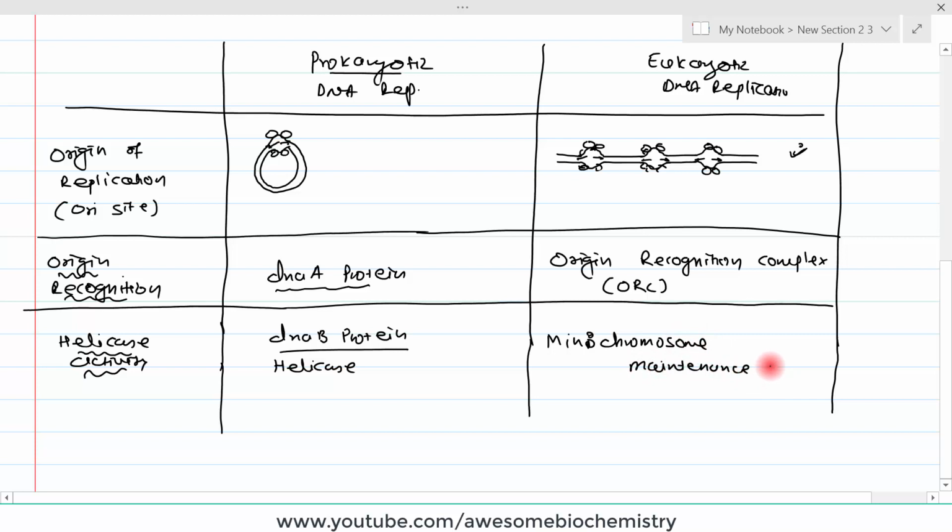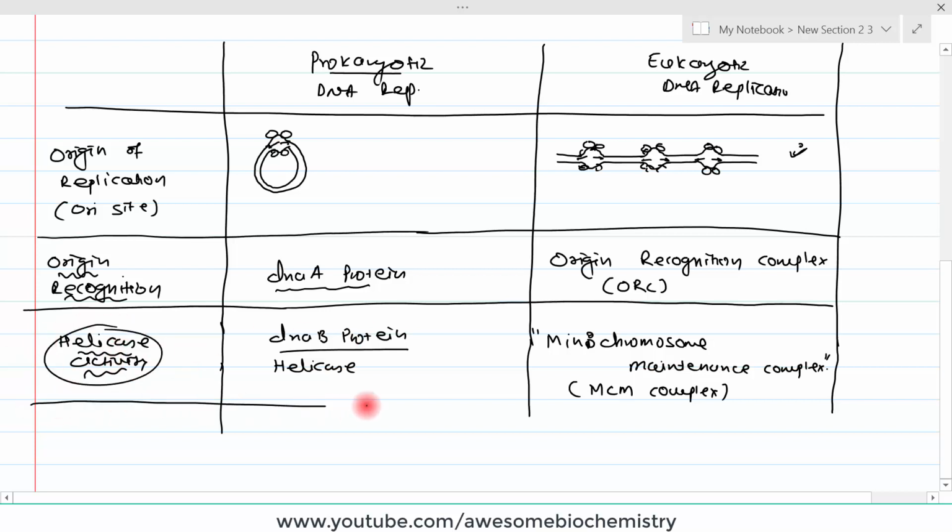Mini chromosome maintenance complex. There are multiple proteins involved in the formation of this complex. This mini chromosome maintenance complex, short form MCM complex, carries out the helicase activity. As you can see, only the names of proteins are different, and of course the proteins themselves are different, but the essence of activity, the essence of steps remains the same.